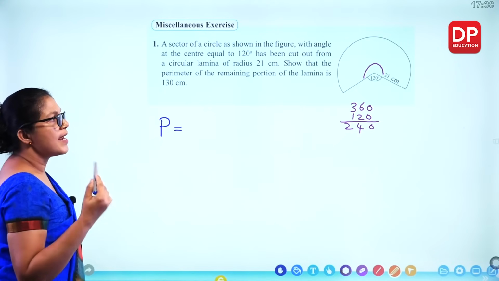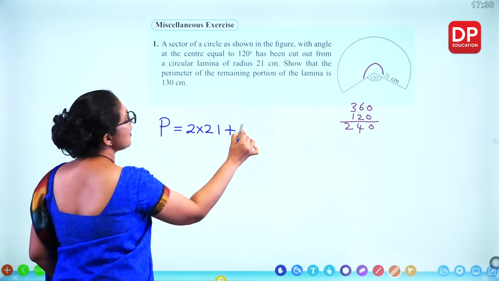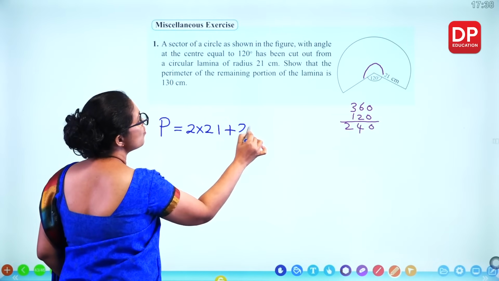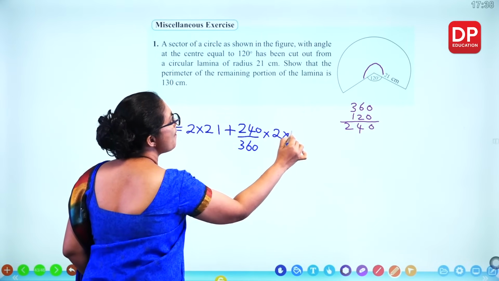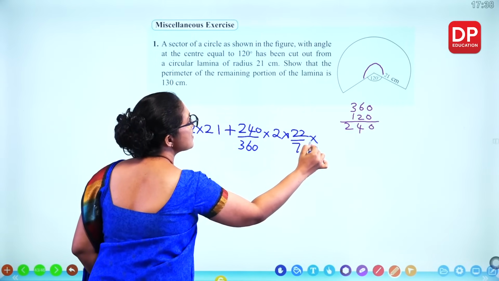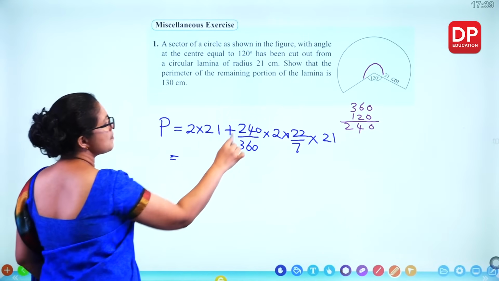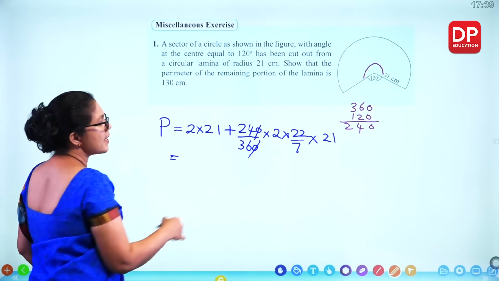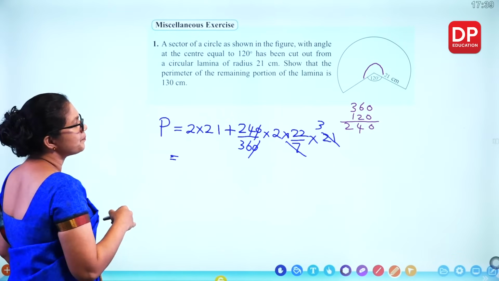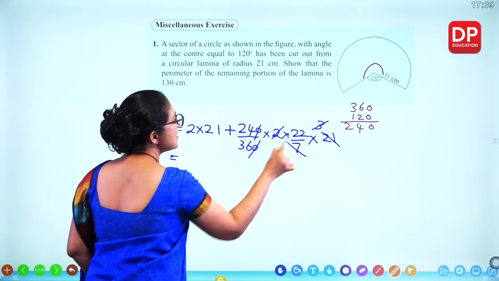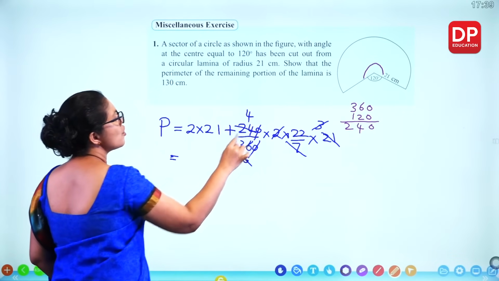Use the formula. Radius is 21. So double of radius, and angle is now 240 over 360 into 2 pi, where pi value is 22/7 times r. R is 21. Now we'll simplify this part. You get 0 cancelled out. 7 with 21 you get 3. And 3 times 2, 6. 6 with 6, 36. 6 times 4, 24.